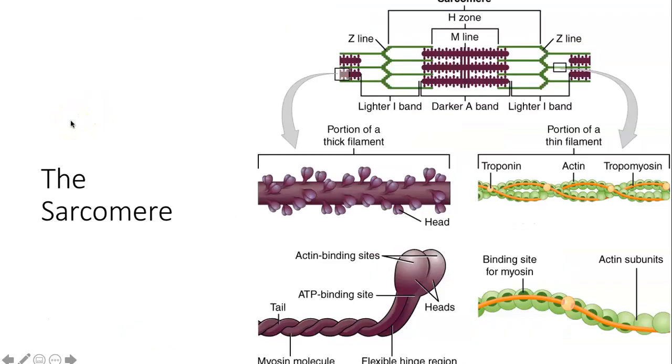The muscle fibers appear striated because of the arrangement of actin and myosin sequentially. Each packet of these microfilaments and their regulatory proteins, which are troponin and tropomyosin, is called a sarcomere.